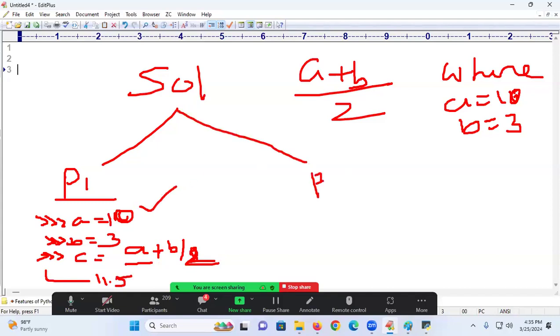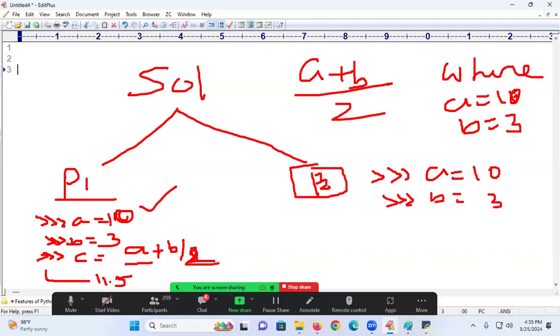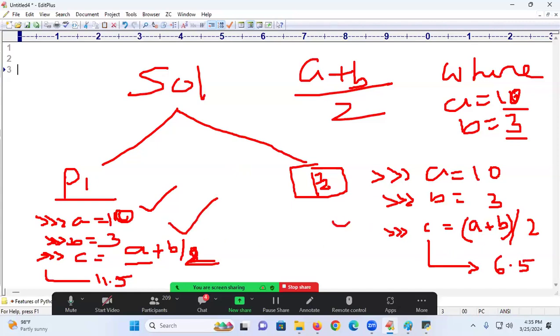But when you go to P2, another programmer, he is writing A is 10, and B is going to be what? It is 3, and he is writing C is equal to what? First he is calculating A plus B, that is 10 plus 3, 13. Then divided by 2. 13 by 2 is what? 6.5 is the answer. And both of them are feeling this is also an answer.